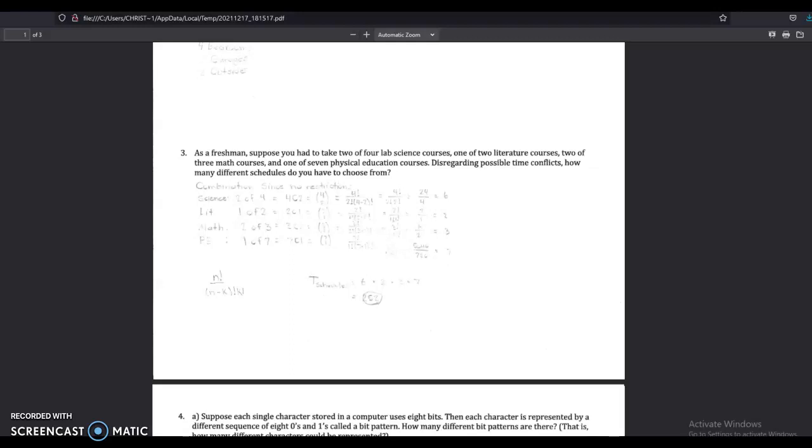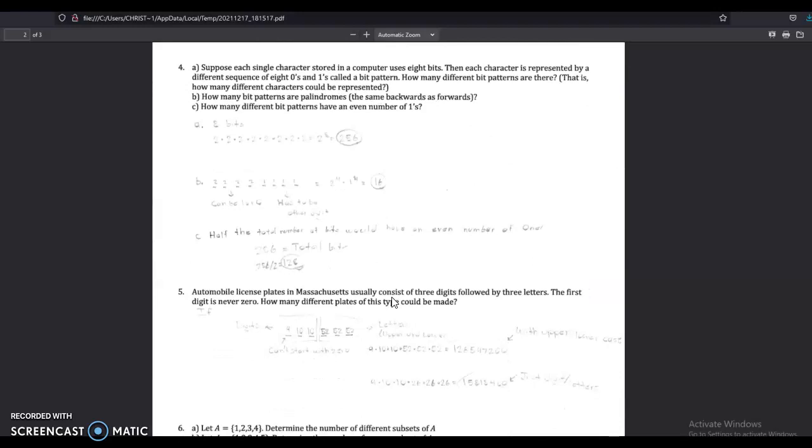This is going to be the largest factorial. Here we have 7 factorial over 1 factorial times 6 factorial, which is 5040 over 720. That divided is going to be 7. So the total number of schedules is going to be all of these answers that we got multiplied by each other. So 6 times 2 times 3 times 7, that equals 252.